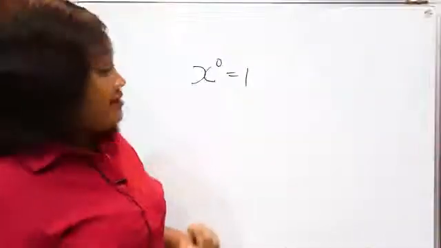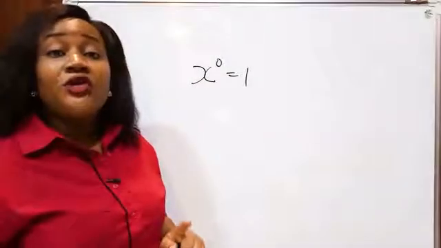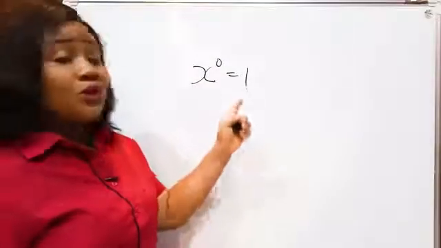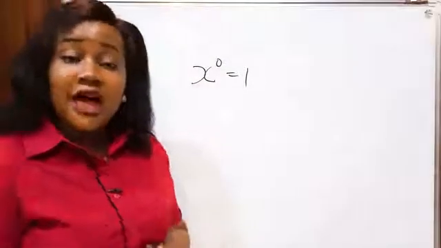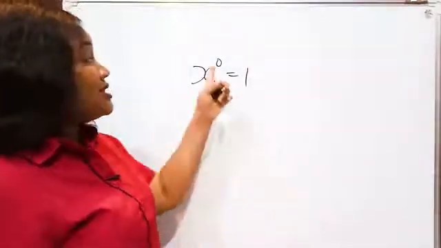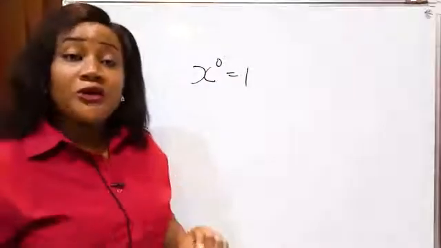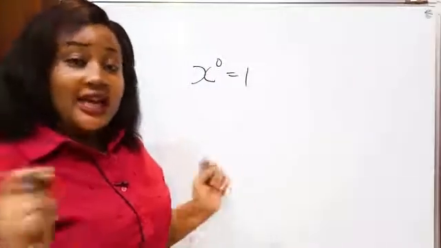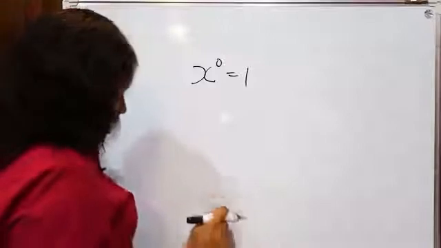Another law we have is that any number raised to the power 0 is equal to 1. It doesn't matter how big the number is, it doesn't matter what exactly the number is. Just know that once it's raised to the power 0, it equals 1. And let's take an illustration. Let's say you have something like this.